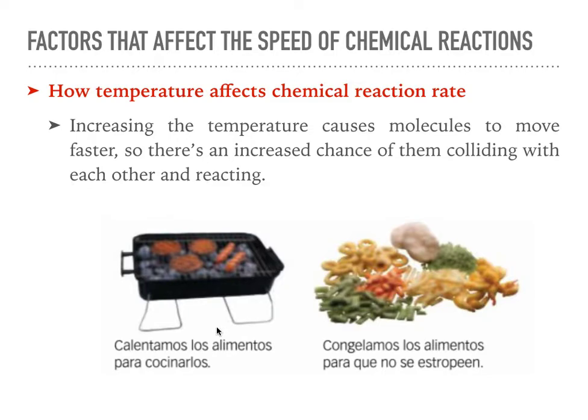And for example, when we want to cook, if we put the heater at the maximum, everything is going to happen faster. And the opposite, if we freeze our food, the rotting reactions that spoil our food are going to happen much slower. And so if we increase the temperature, the reactions are going to happen faster, and if we decrease the temperature, the reactions are going to happen slower.